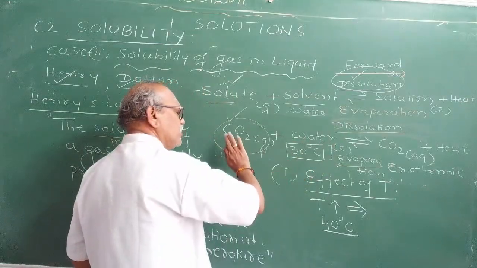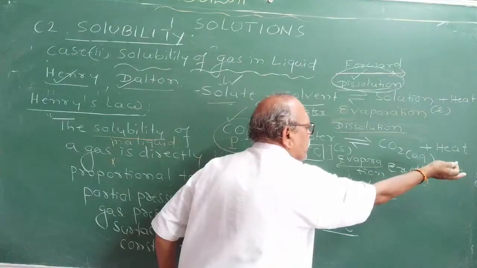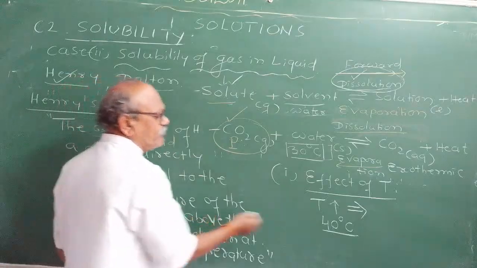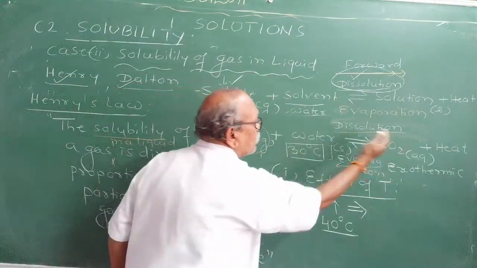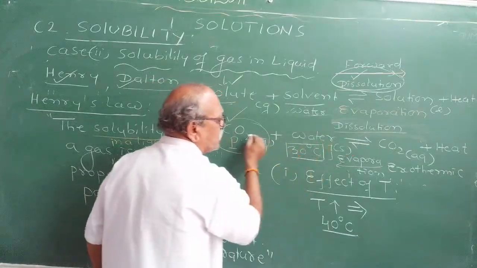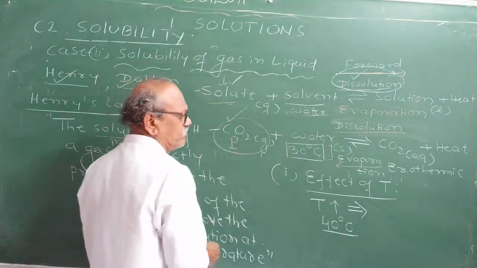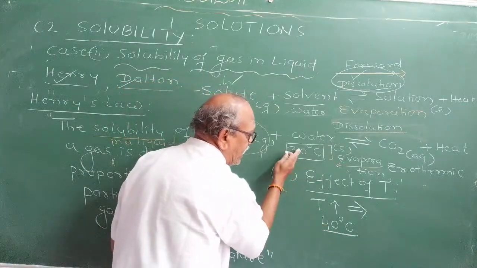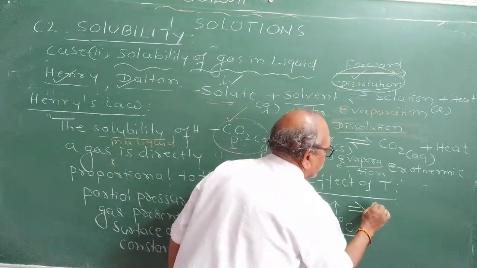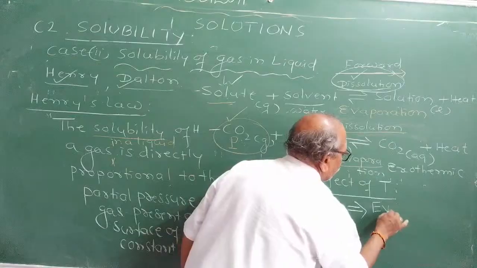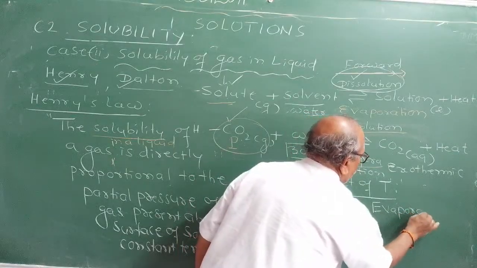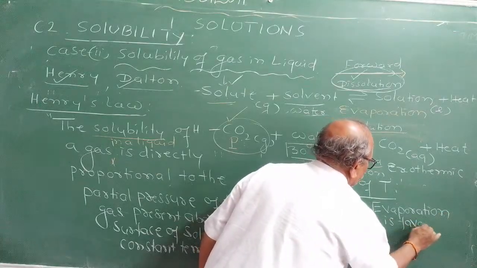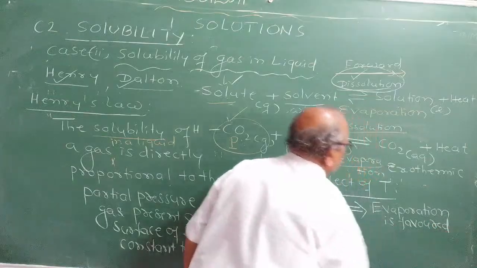The forward reaction, dissolution of gas in water, is exothermic. Then the backward reaction will be endothermic. Therefore, in order to absorb the heat energy, the endothermic reaction takes place. The backward reaction is evaporation. In order to nullify the temperature increase of 10 degrees centigrade, the backward reaction takes place. Therefore, evaporation is favored.